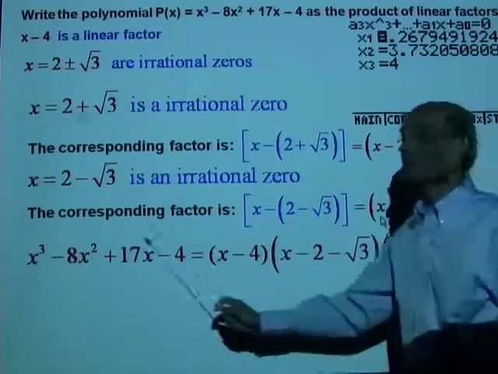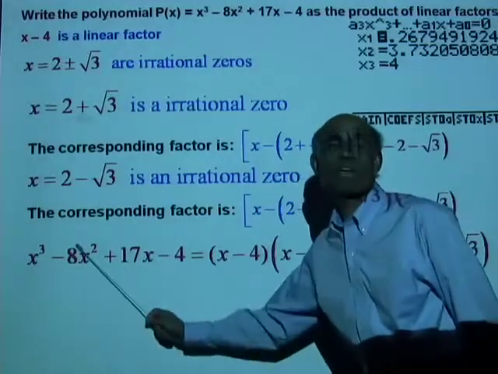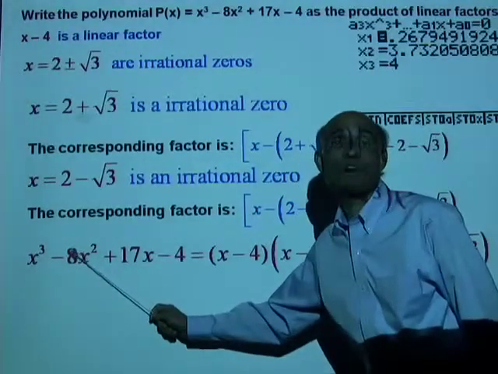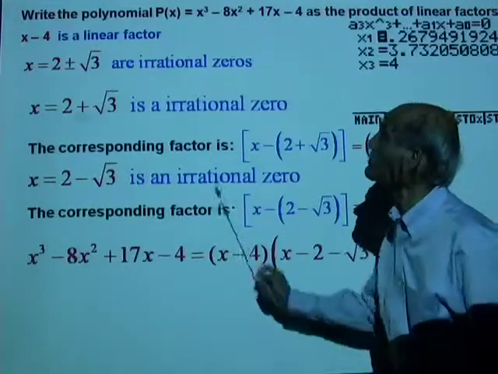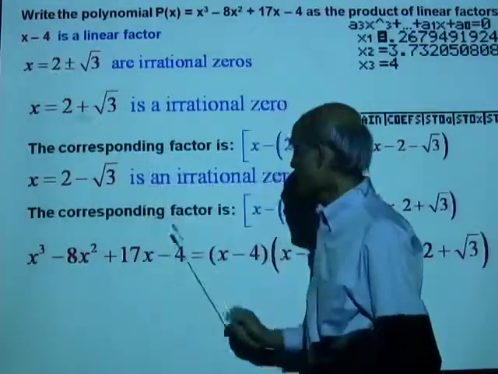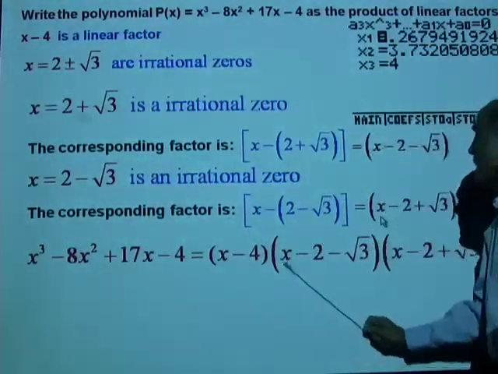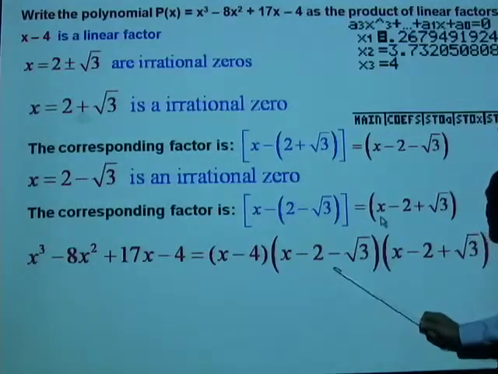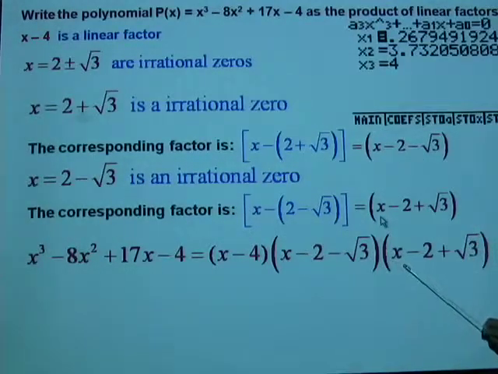And therefore, the whole polynomial can be written as the product of three factors. The first factor is x minus 4, x minus 4 times x minus 2 minus square root 3, that one, times x minus 2 plus square root 3.